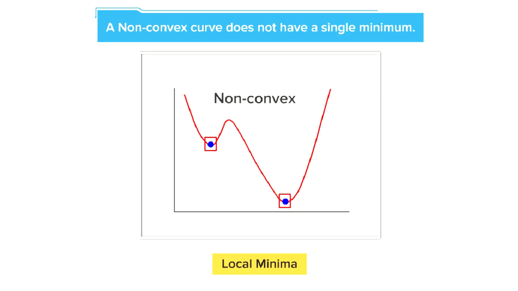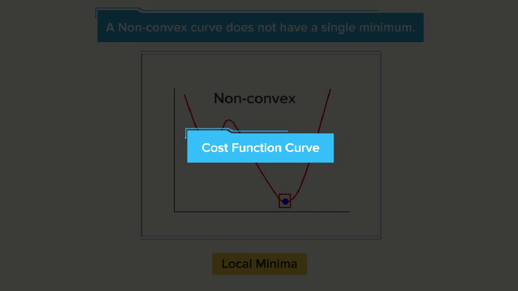So that's all for now. In the next video, we will continue our discussion on how to use the cost function curve to find the parameters m and c of our best fit linear regression model.